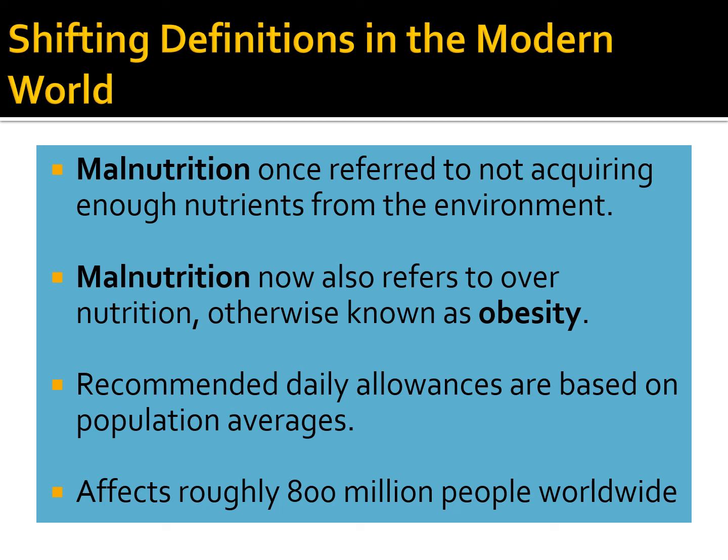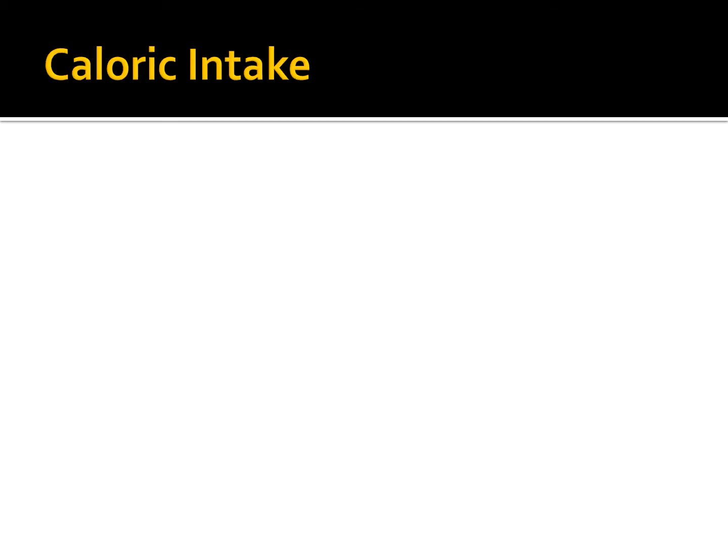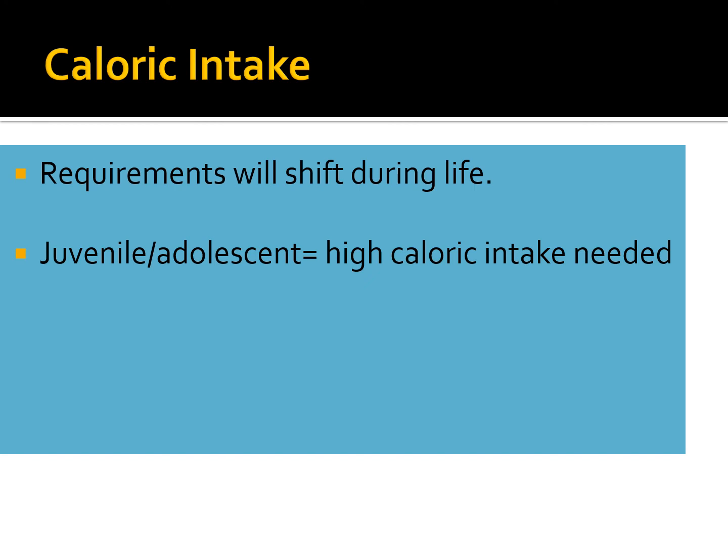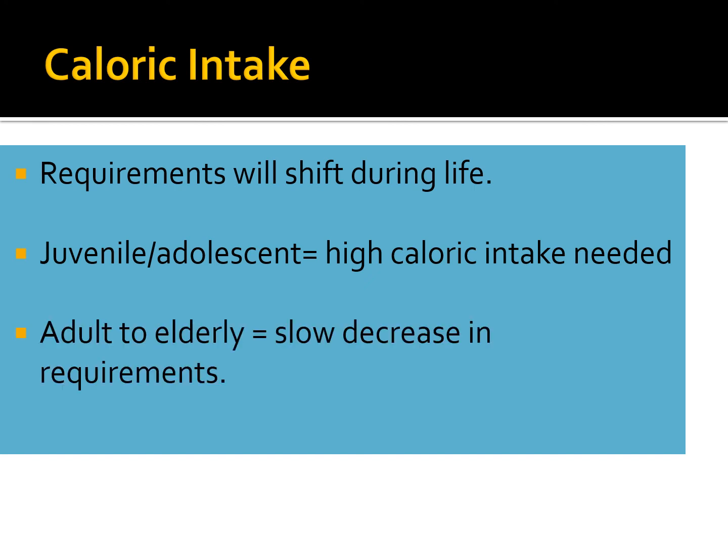So there really is no common diet that is absolutely necessary for all humans, right? What's necessary is getting the essential nutrients that we need. So it doesn't matter how you get the essential nutrients as long as you are getting them and you're not becoming over-nutrient-ed, right? And these malnutrition disorders affect roughly 800 million people worldwide in terms of these over-malnutrition disorders. In terms of your caloric intake, you will have a gradual shift as you age throughout your life. As a juvenile and adolescent, you'll have a high caloric intake as needed as you are still growing, but as you shift to adult and to elderly, you will have a slow decrease in the requirements you need for caloric intake.